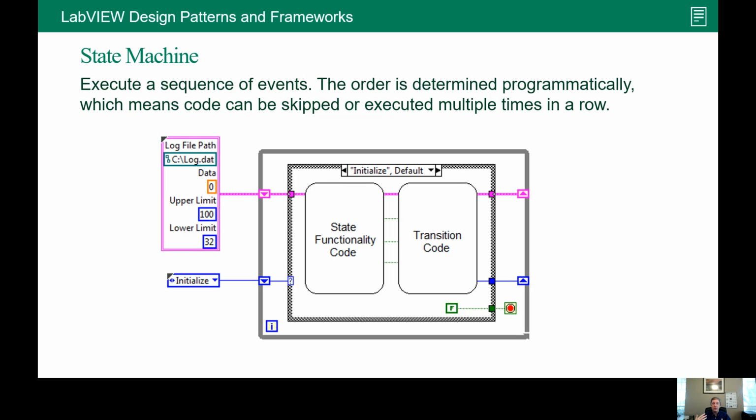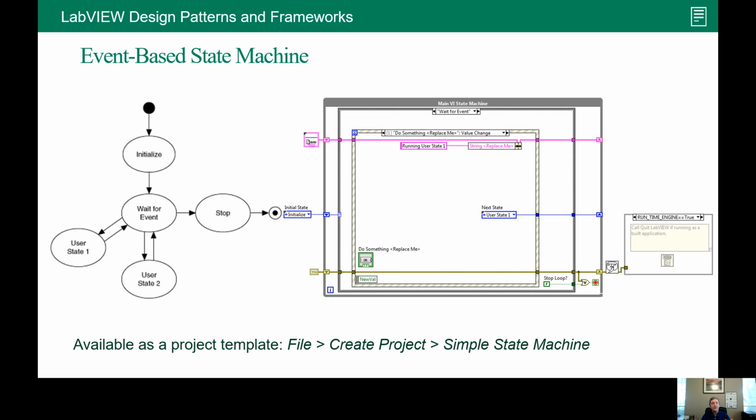So some of the states could be skipped. Some of them could be executed multiple times in a row. That's all up to the discretion of how the state machine was written in the first place. Now, a type of state machine is an event-based state machine. And this is typically a user interface of some kind where one of the states in the state machine has an event structure that's waiting for things to happen on the front panel.